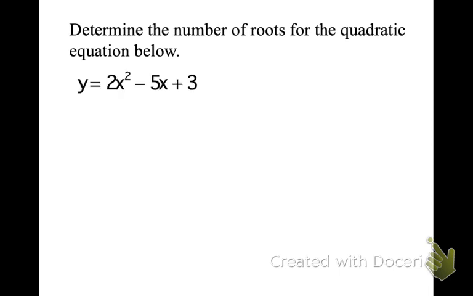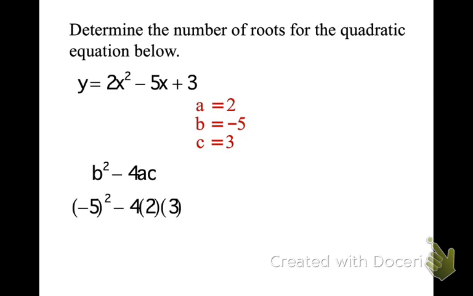Determine the number of roots for the quadratic equation. So we have to figure out our a, b, and c, and we can just substitute that in for b squared minus 4ac. So 5 squared minus 4 times 2 times 3, that's 25 minus 24 equals 1. Since that number is greater than 0, it means I have 2 real roots.